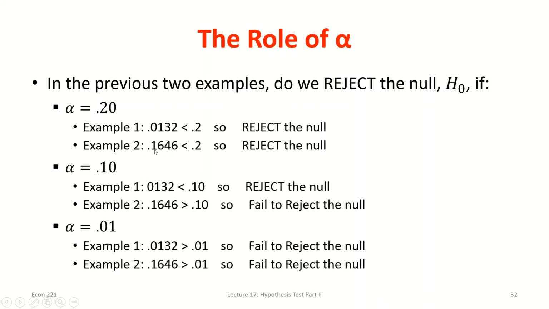For the second example, when it's a really high p-value, if we're checking at a significance level of 20%, we could reject. But for levels of 10 and 1, we would fail to reject. Our conventional levels to test against are 10, 5, and 1%, because they correspond to 90, 95, and 99%, similar to when we're doing confidence intervals.